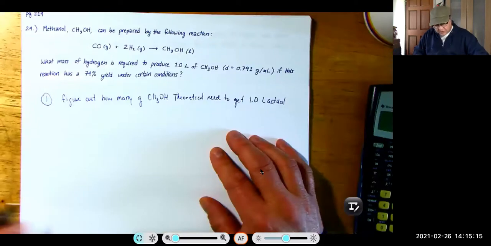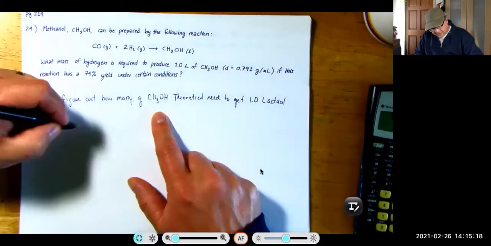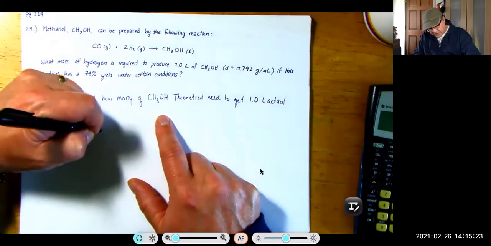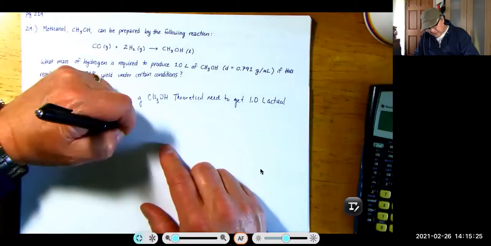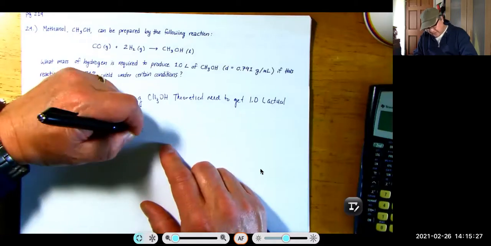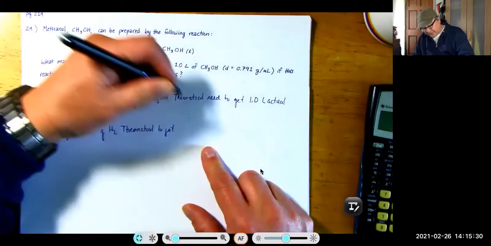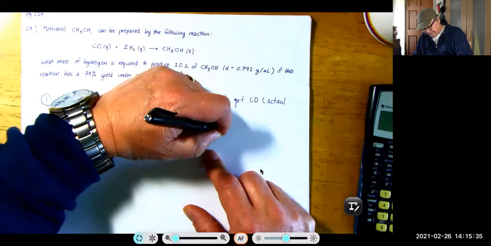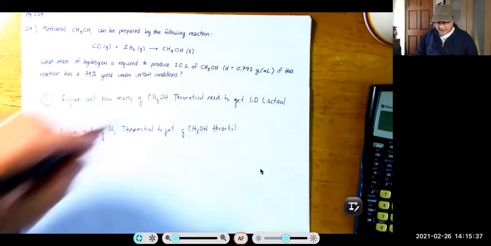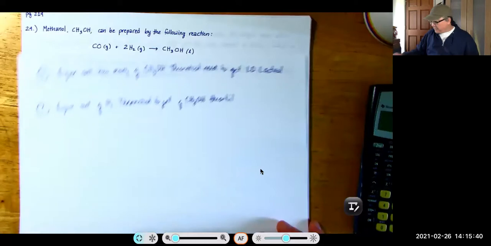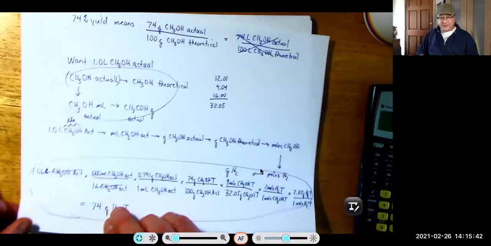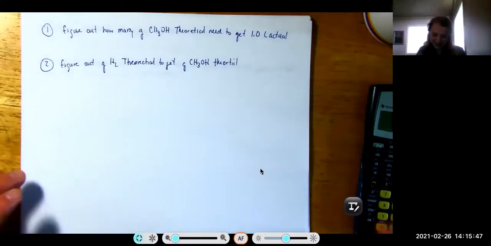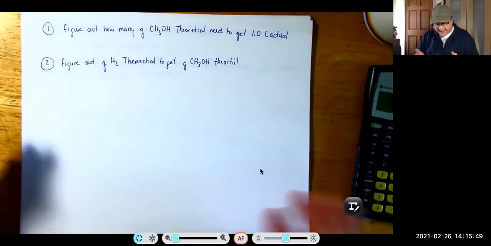And then 2, once we figure out that, figure out grams of H2 theoretical to get the grams of CH3OH theoretical. So that's how we're going to split it up into 2. And for a problem like this, when you have a conversion going like this, it's probably best to split it up into 2. Okay. See how these 2 ways of doing it make sense?